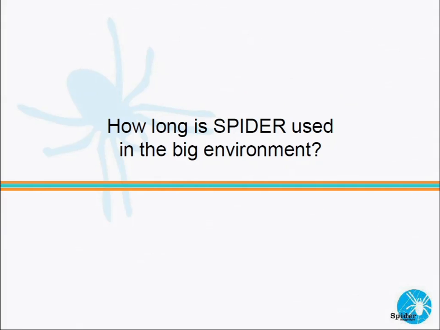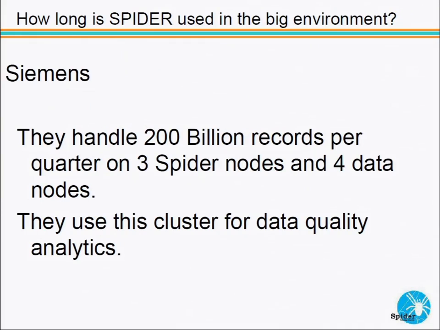From this time, I will introduce Spider use cases. First one is Siemens. They handle 200 billion records per quarter on 3 Spider nodes and 4 data nodes. They use this cluster for data quality analytics.